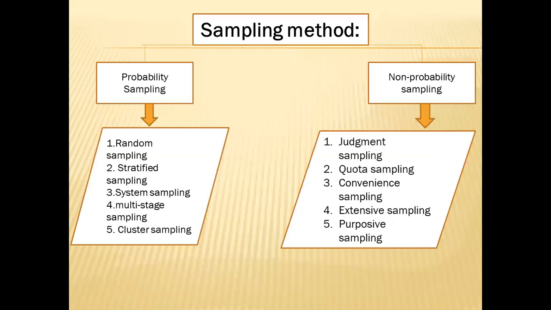Then sampling methods. We have two types of sampling: probability sampling and non-probability sampling. In probability sampling, first is random sampling, second stratified sampling, third systematic sampling, fourth multi-stage sampling, then fifth cluster sampling. In non-probability sampling, judgment sampling, quota sampling, convenience sampling, extensive sampling, purposive sampling.